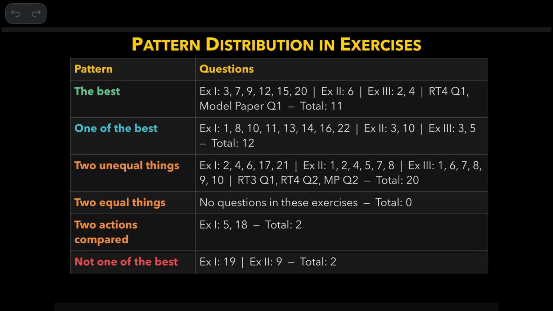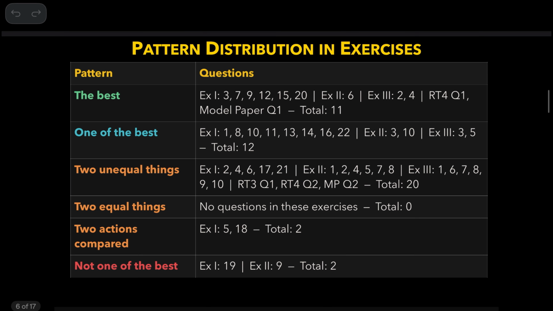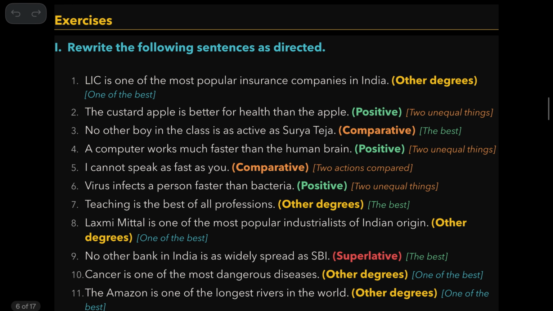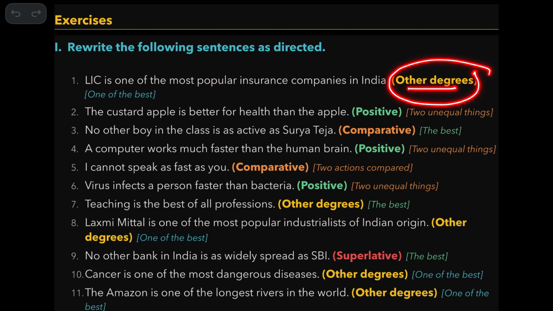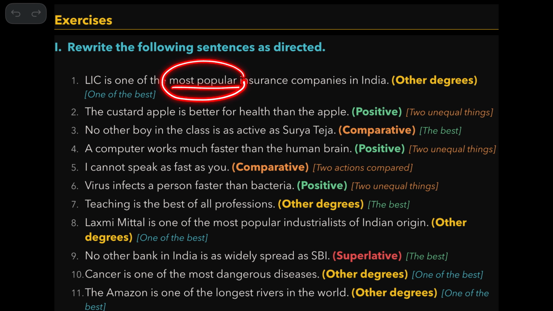Okay, now let's go to, so what we'll have to do is, when we get a question, the questions are given like this. See, LIC is one of the most popular insurance companies in India. In the textbook they say other degrees, okay, but in the actual examination, since this is most popular, a superlative degree, they might ask you to use comparative degree or positive degree. You should be ready for both of them.